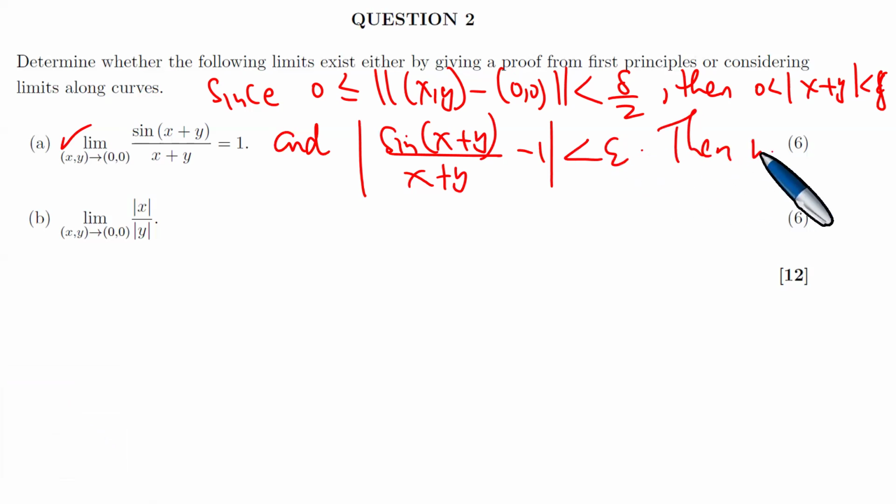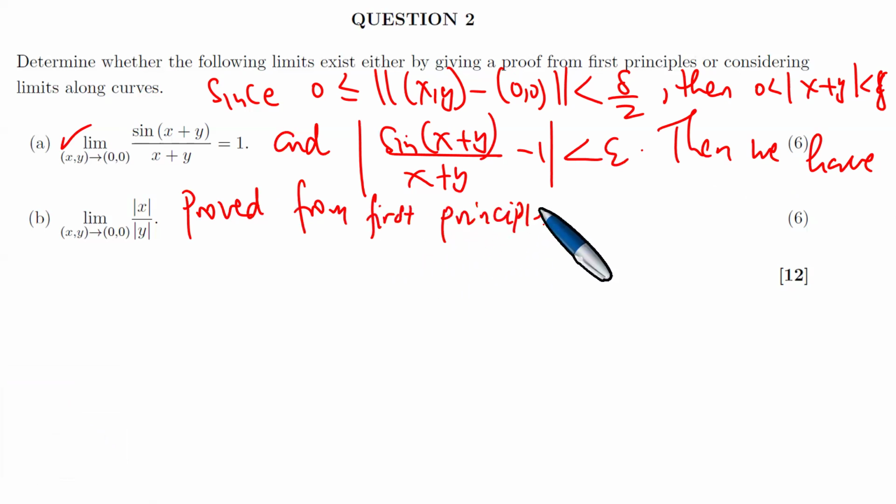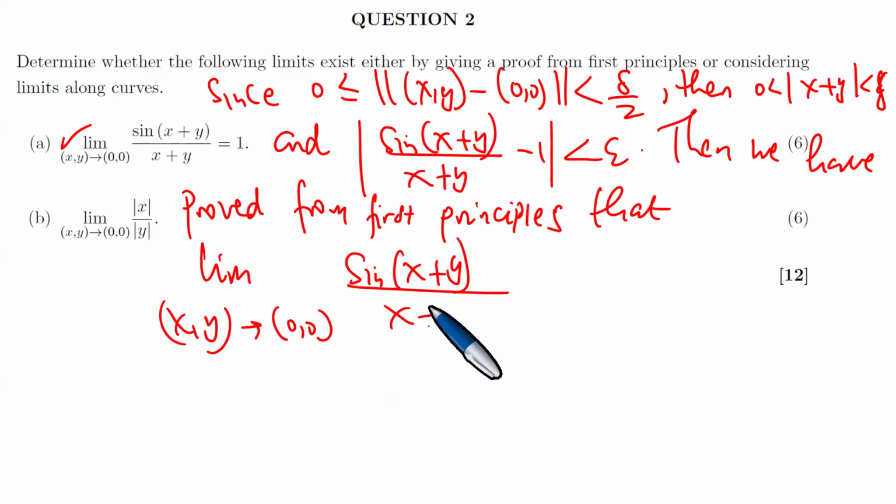Then we have proved from first principles that the limit as x and y approach 0 and 0 of the sine of x plus y out of x plus y equals 1. We've proven that this limit equals 1.